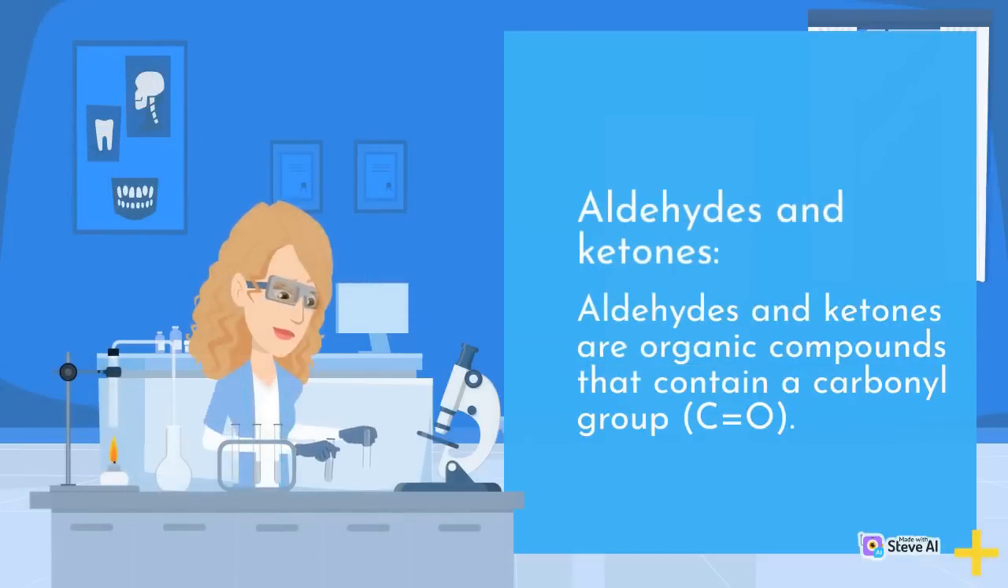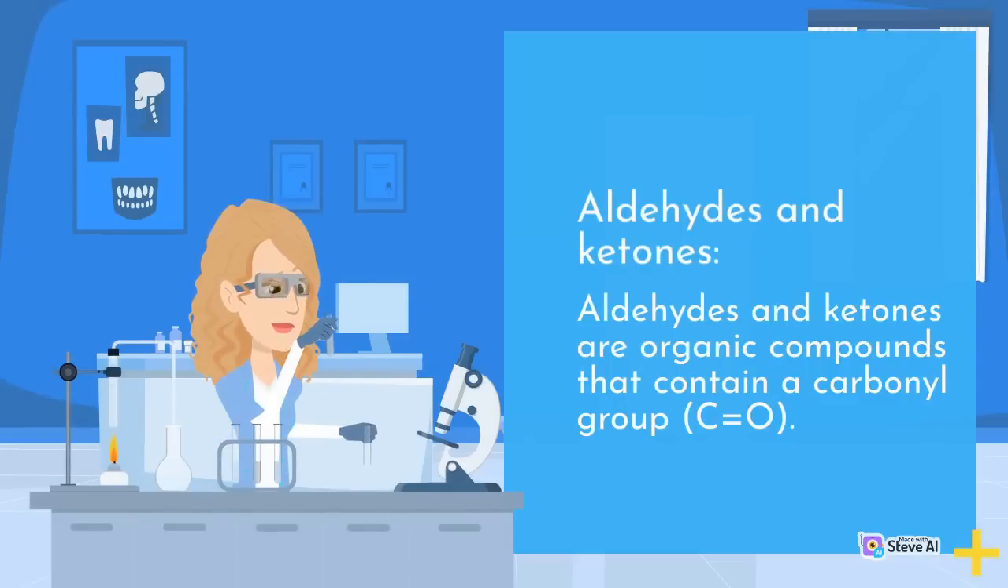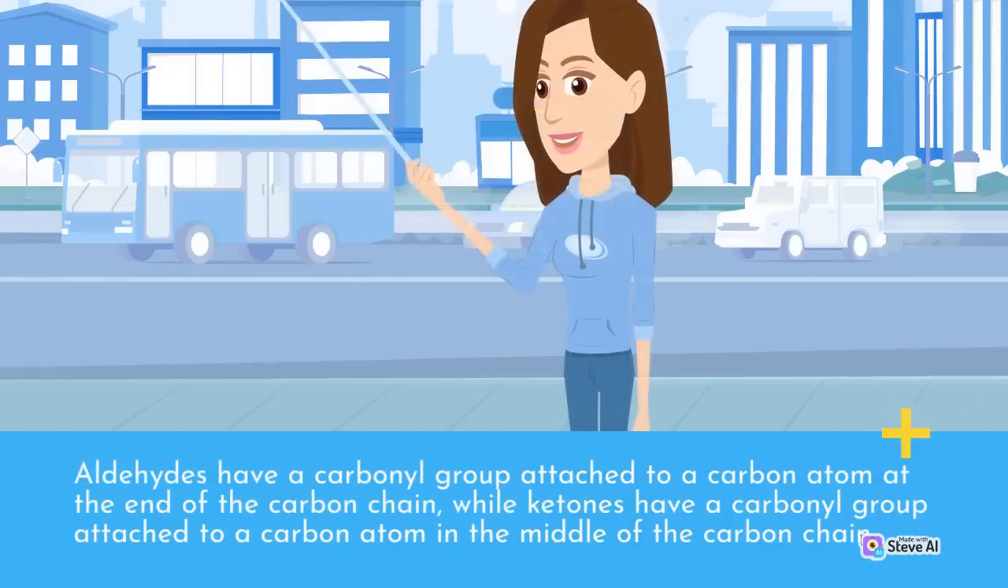Aldehydes and ketones. Aldehydes and ketones are organic compounds that contain a carbonyl group, C=O. Aldehydes have a carbonyl group attached to a carbon atom at the end of the carbon chain, while ketones have a carbonyl group attached to a carbon atom in the middle of the carbon chain.